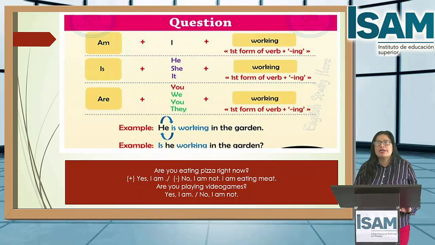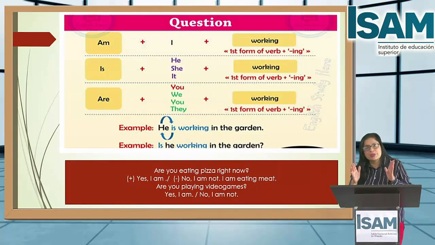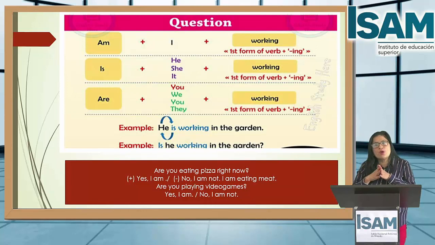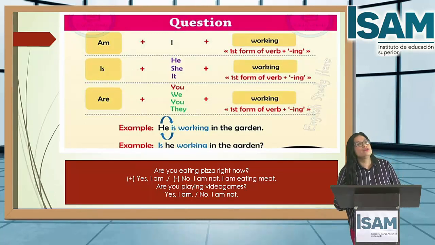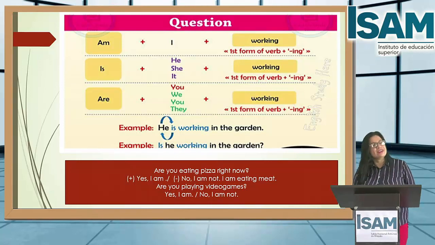Okay? Now, answer: yes, I am, or no, I'm not. Here, student, in present continuous, in your answer you can use the short form. And if you want to add more information, you continue. For example, affirmative: yes, I am. Negative: no, I'm not. I am eating meat. Are you playing video games? Yes, I am. Negative: no, I'm not. Short answer. Okay? It's important.